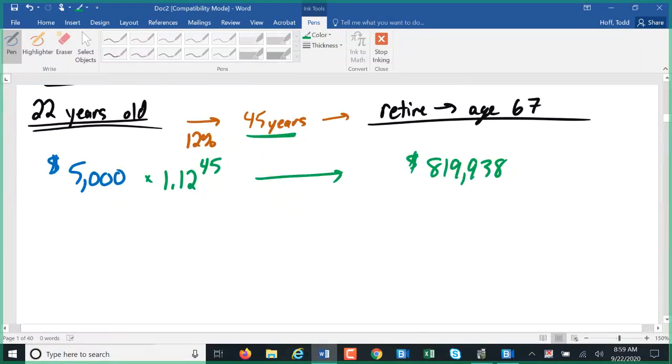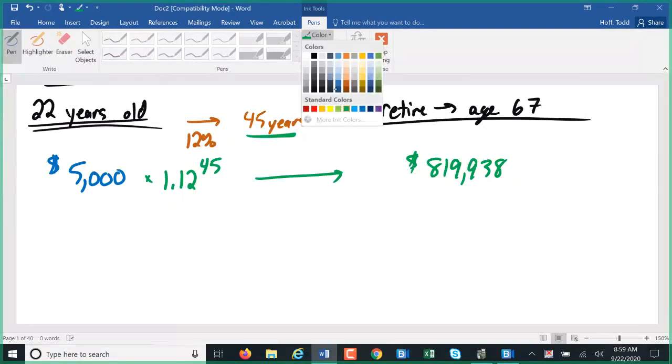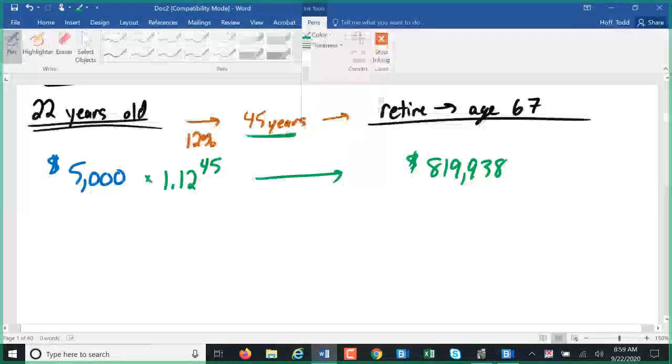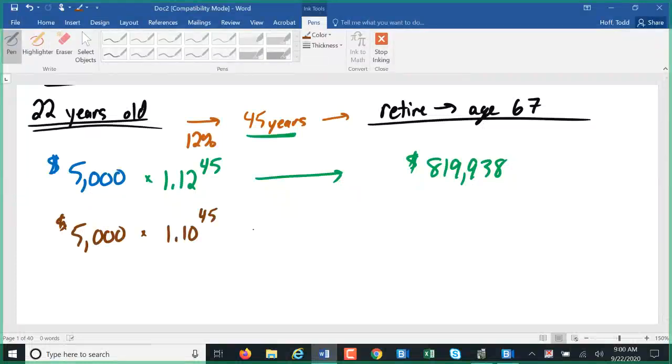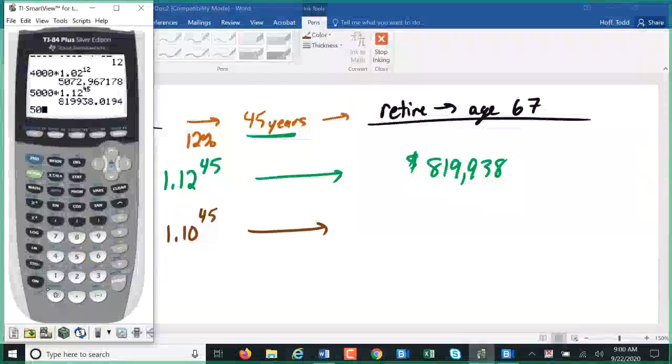If you just put that away at age 22 and gave it to a good investment planner, even if you played it conservatively, and you only got 10% on your rate. A lot of people say, well, I'll just get 10%. It's a little safer, and that 2% doesn't make a huge difference, does it? Well, it does. Let's take a look.